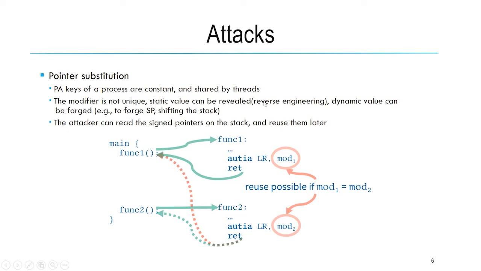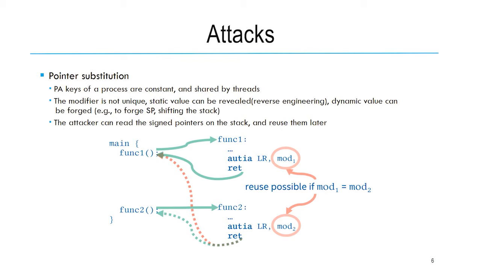On the one hand, reverse engineering could reveal the static modifier, and the threat model of PA assumes that the attacker could read and write to almost the entire address space, restricted only by DEP, which also exposes the value to the attacker. On the other hand, take the stack pointer as an example. It is not required to be unique for function 1.